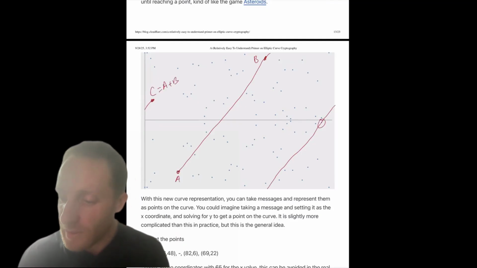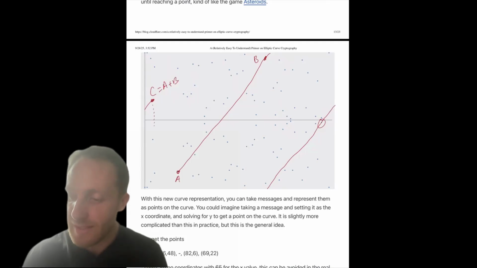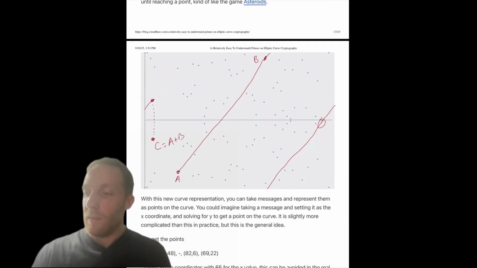Oh, sorry, this is wrong. This is not C. You need to cross the x-axis. So this is C actually. Right, so that's the idea.